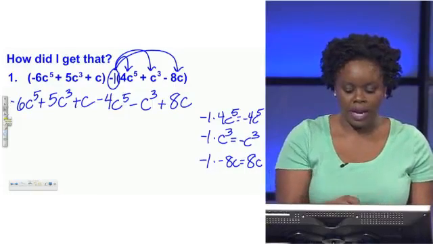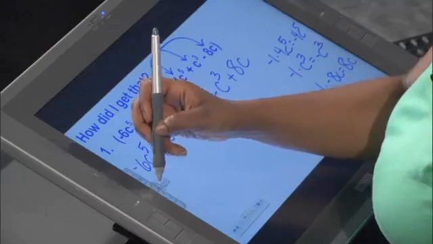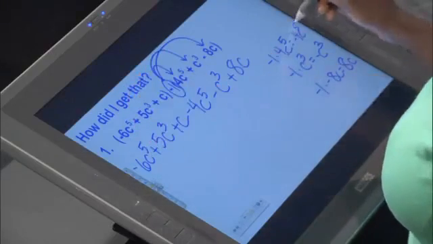So we're at the point now where we can combine like terms. So let me get us a little more room here to work. All right, let's get that out of the way. Let's erase this right here. Let's get rid of that.